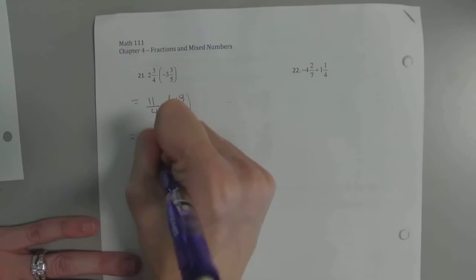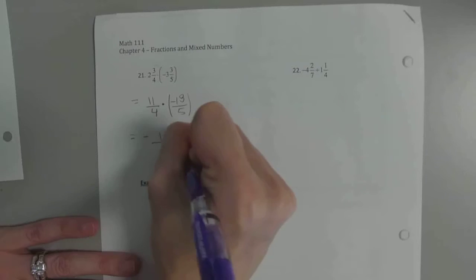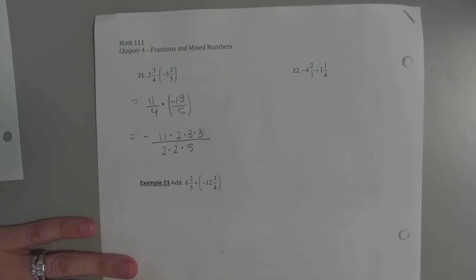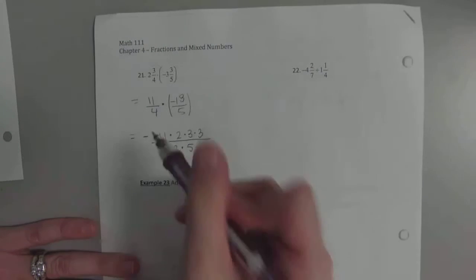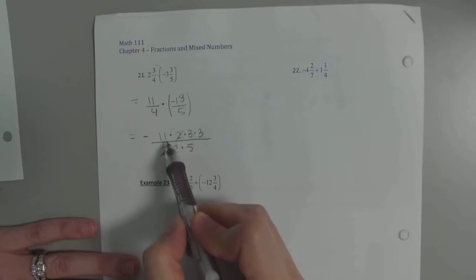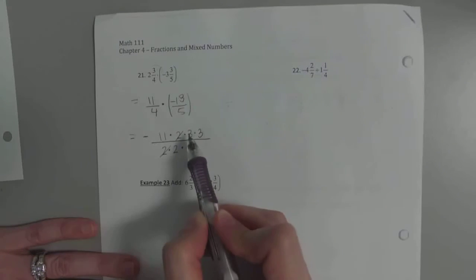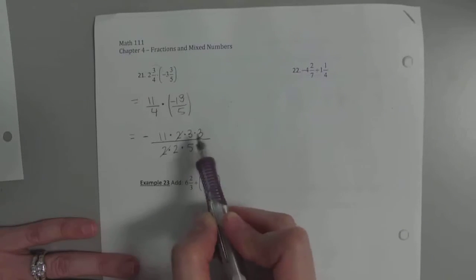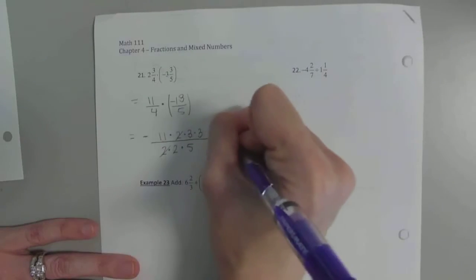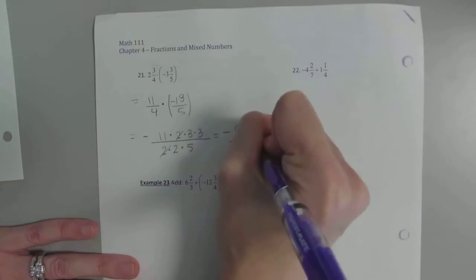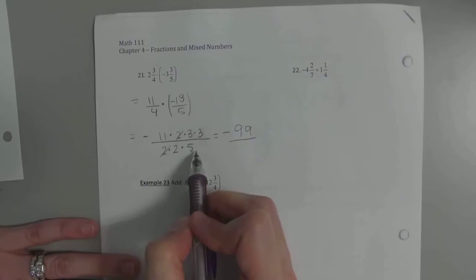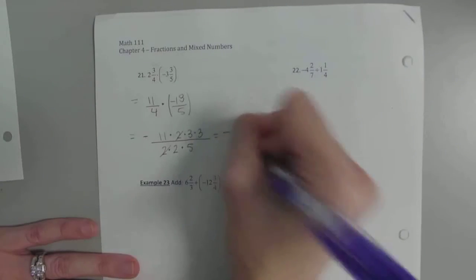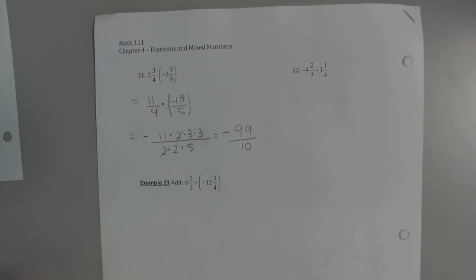All right? And then how does 4 break down? 2 and 2, and then what about the 5? He's a prime, okay? So at this point, what's the only thing that happened? Just the 2? All right. So we have 11 times 3 is 33, but then 33 times 3 is 99. So we have negative 99 over 2 times 5, which is 10.